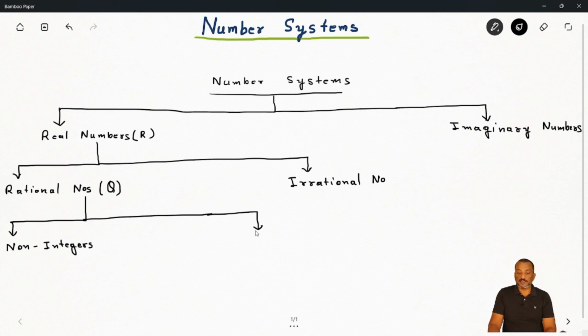ठीक है, and second one integers. ओके और इंटीजर्स को हम लोग रिप्रेजेंट करते हैं कैपिटल लेटर Z से, ठीक है। अगर हम बात करें इंटीजर्स का, तो इंटीजर हमारे तीन पार्ट्स में डिवाइड होते हैं। कौन कौन सा?